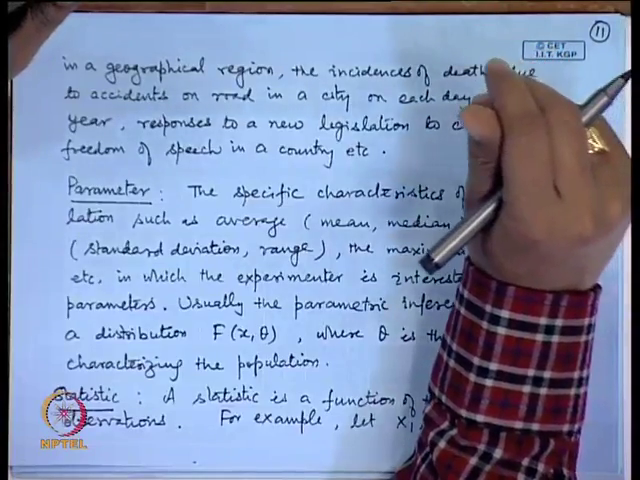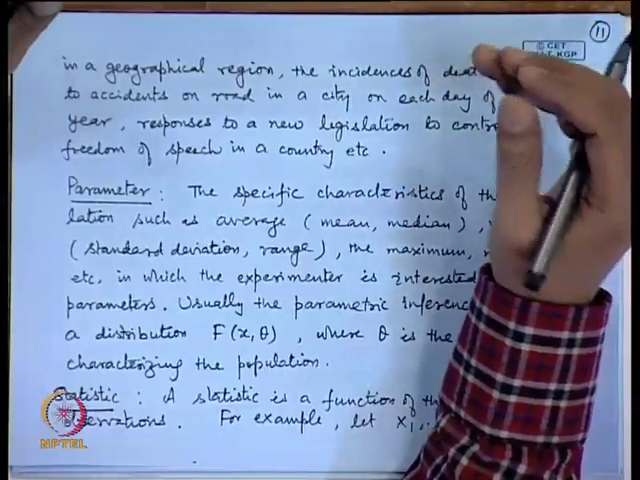So, the population here is the number of deaths on each day. Another example: responses to a new legislation to control the freedom of speech in a country. A new legislation is placed in the parliament, or proposed by, say, the cabinet, and then opinion polls are taken on whether it is a popular measure or not. The responses by the persons will be in the form of whether they favor it or not, so the answers could be yes or no.